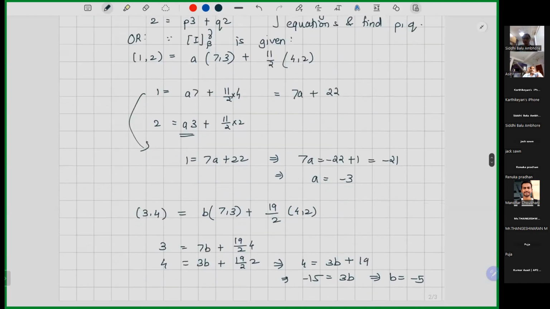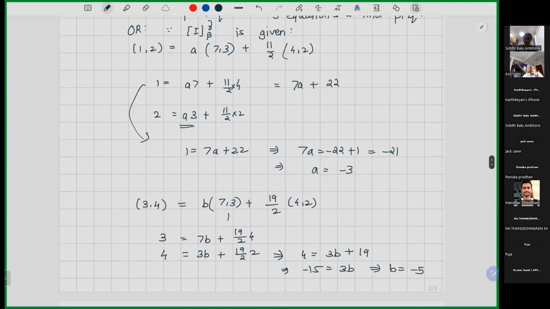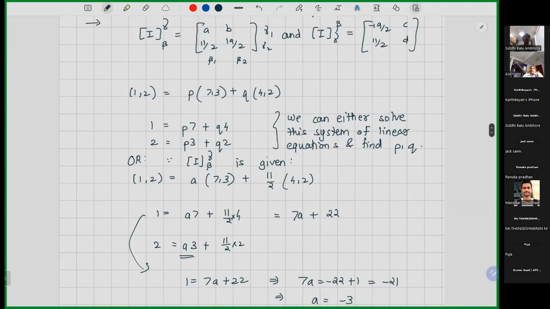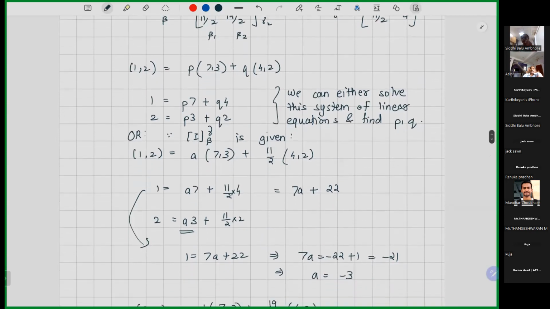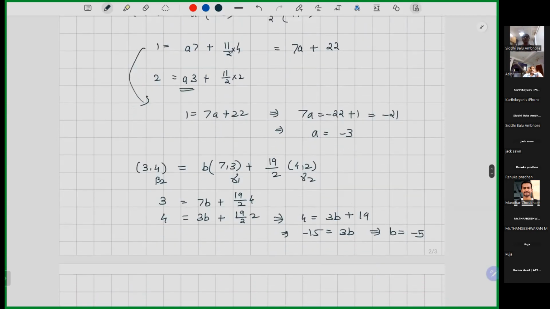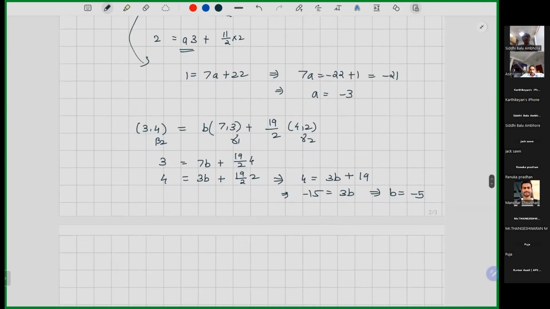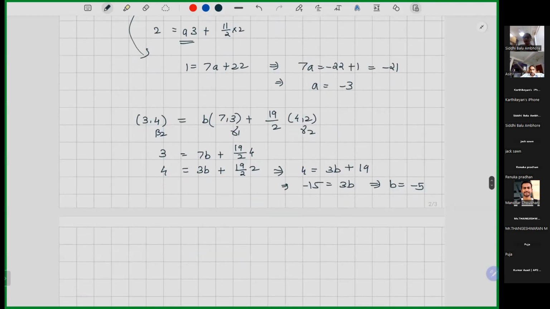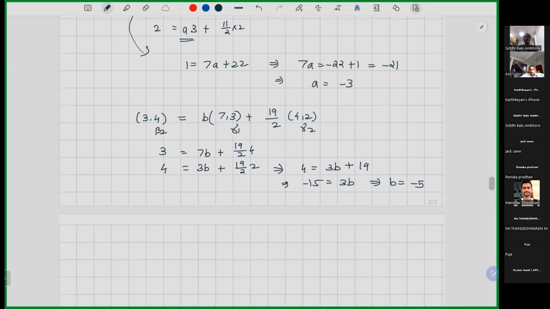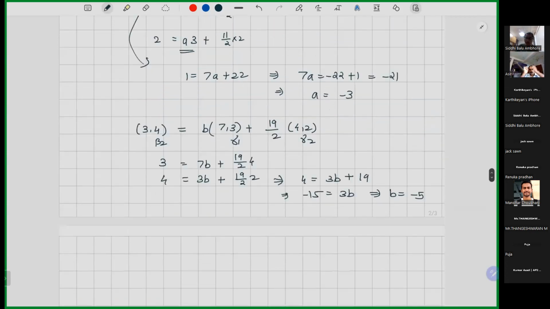I'm just using the information already given. That second coefficient, when I'm writing beta 2 in terms of gamma 1 and gamma 2, the coefficients are already given here, B and 19 by 2. So the scalar multiple of the second element in the linear combination of beta 2 in terms of gamma 1 and gamma 2 is 19 by 2, already given. So we are using that fact. And then we got that A is minus 3 and B is minus 5. And now we have to find the C and D.